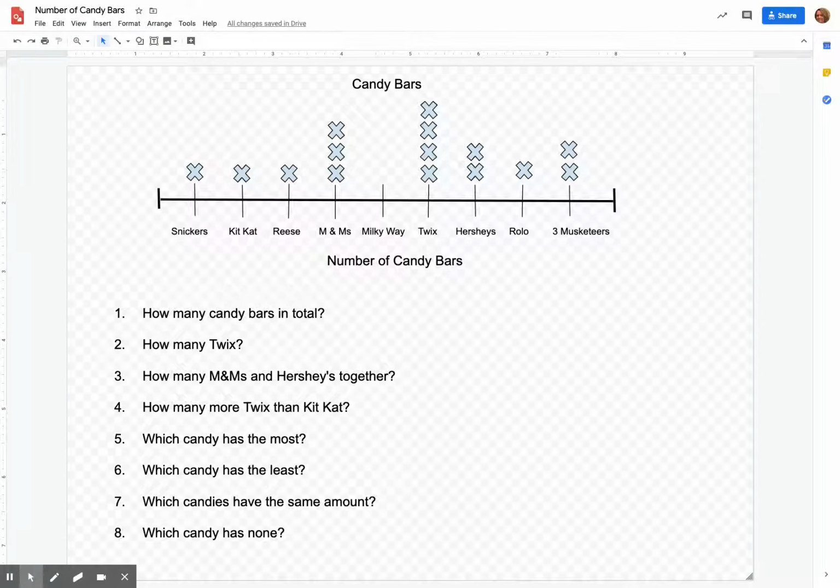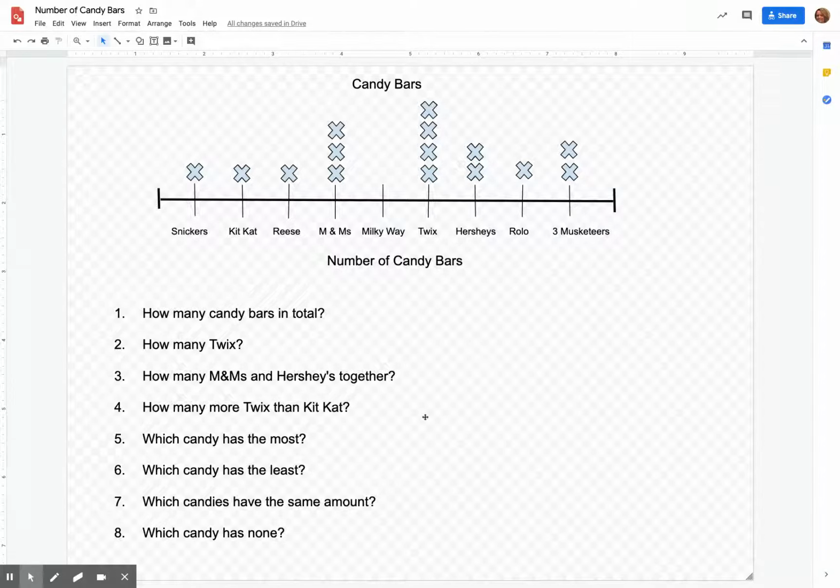The original line plot graph that you were given for Thursday's assignment said number of candy bars, but it had numbers down here, which was very confusing. So instead of the numbers, I have added different kinds of candy bars. So let's take a look at our line plot graph.